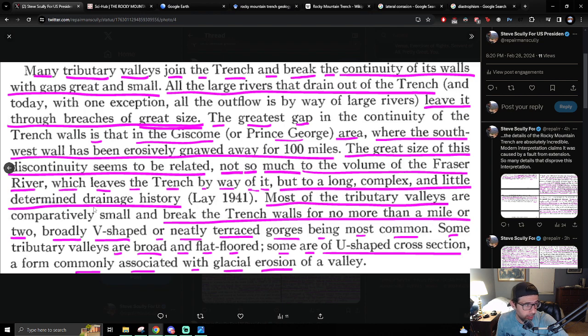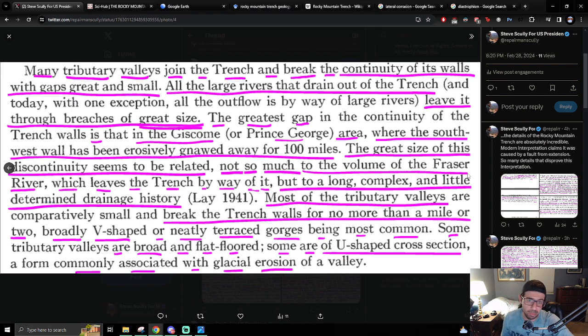Most of the tributary valleys are comparatively small, breaking the trench walls for no more than a mile or two, with broadly V-shaped or neatly terraced gorges being most common. Some are broad and flat floored, some are of U-shaped cross-section, commonly associated with glacial erosion.